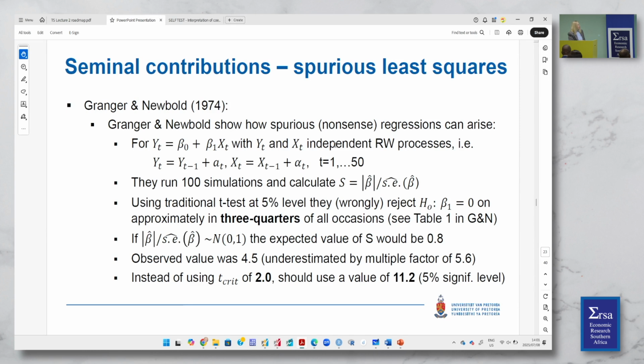They work out the t-stat, so to speak, they call it S. And then they found that the expected S value is this. It was 4.5 times underestimated actually, by that factor. So instead of using a t-stat of 2, the critical value that would be right for stationary data, what they needed here was more than 11.